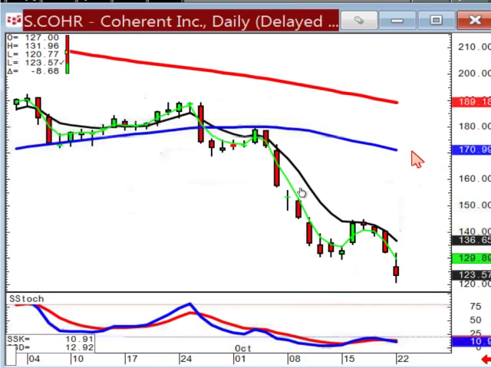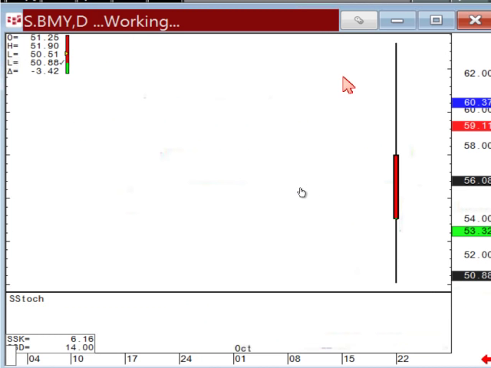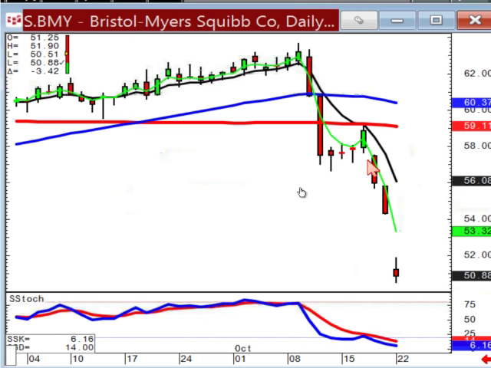COHR, same scenario. Slow curve, slamming it to the downside. Now, some of the strongest ones to the downside, look at what Bristol Myers did the other day. Kicker signal failure. I mean, they took that one down hard.